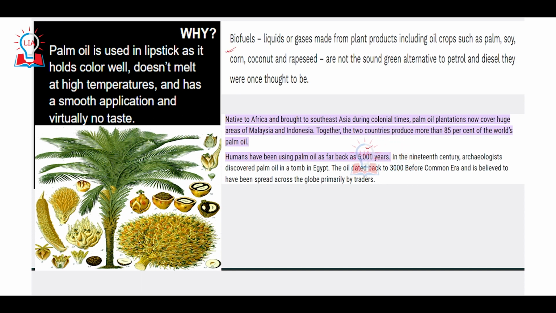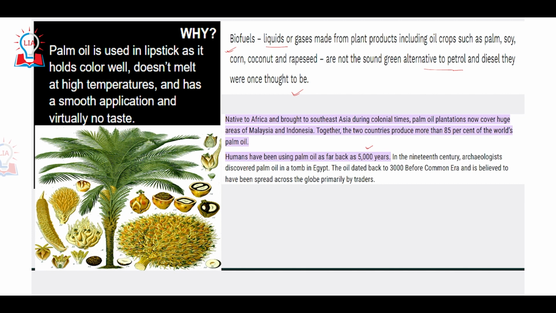Third, obviously palm oil can be used to produce biodiesel, and these days there has been a lot of concern about the use of palm oil for the production of biodiesel, and European countries have actually started to decrease their overall import of palm oil for the production of biofuels. So it is believed that biofuels, whether liquid biofuel or gas biofuel, which are made from plant products such as palm oil, soy, corn, coconut, rapeseed, are not the sound green alternative to petrol and diesel which they were once thought to be.